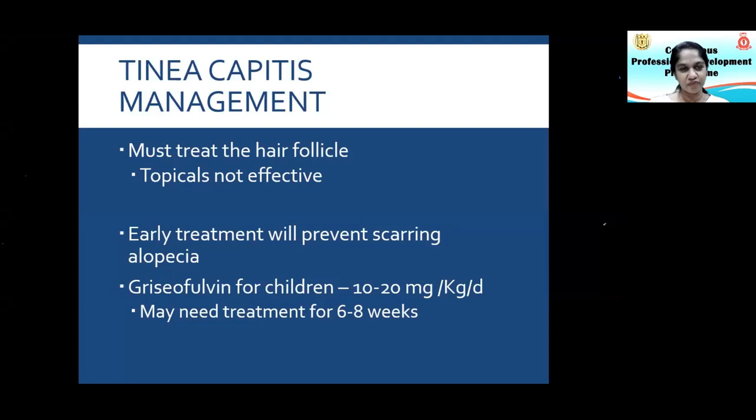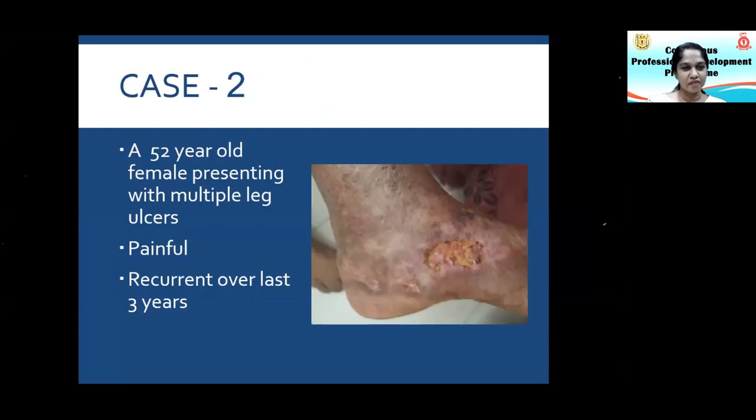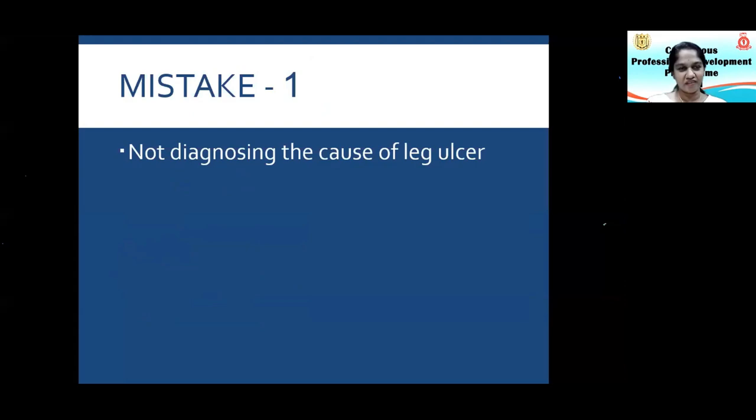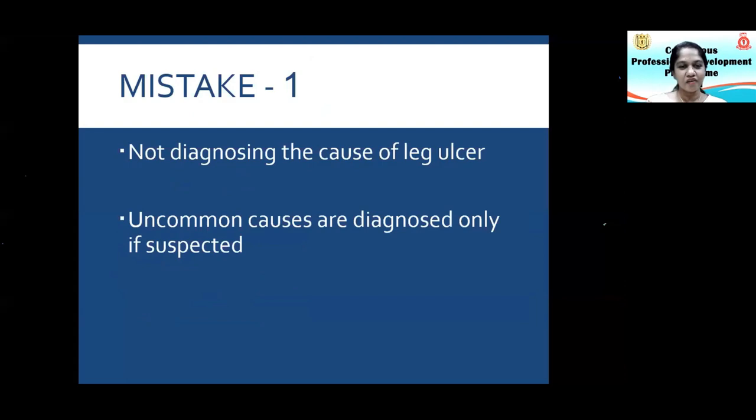So now we will move on to case number 2. It's a 52-year-old female presenting with multiple leg ulcers, which are painful and recurrent over the last 3 years. Mistake number 1 is not diagnosing the cause of the leg ulcers. There are many causes of leg ulcers, and the uncommon causes may be diagnosed only if they are suspected. Sometimes this may need a skin biopsy, which can be helpful at times.